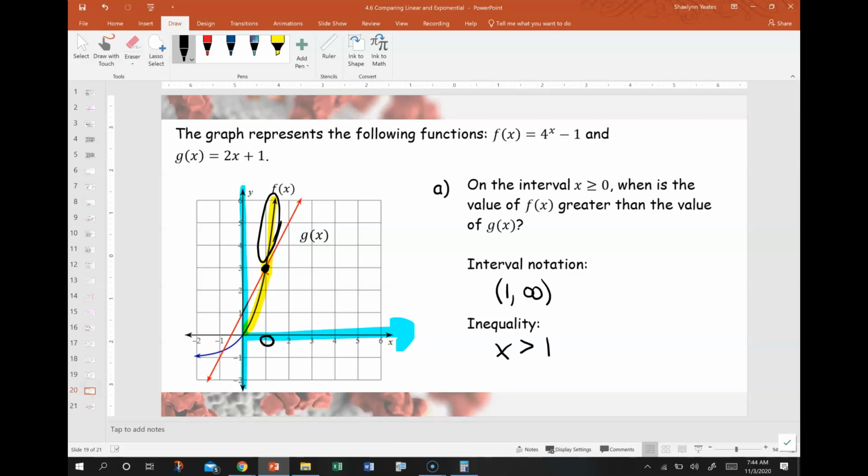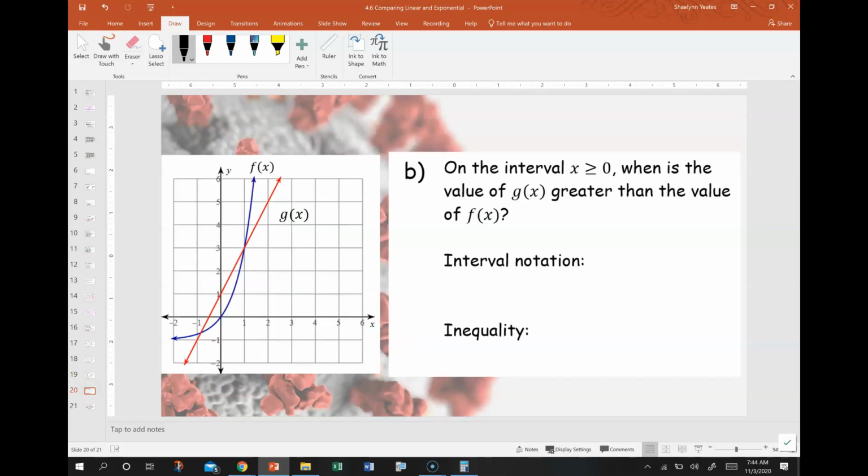Okay? Alright, we're going to do one more of these, and then we're done. So on the interval x is greater than 0, when is g of x greater than the value of f of x? So here's the 0 again. When is g of x, the red line, greater than the blue line? So the red line is greater than the blue line between 0 and 1.